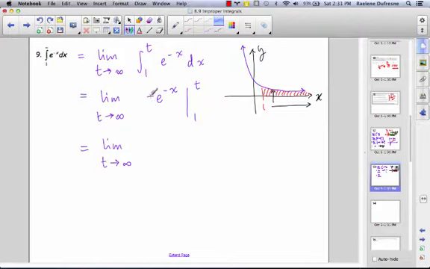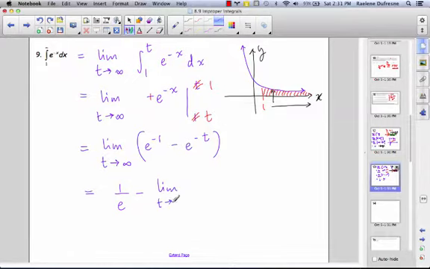I'm going to change the sign and swap the bounds. And so I'm going to get e to the negative 1 minus e to the negative t. And I can distribute my limit through. I'm going to get 1 over e minus the limit as t approaches infinity of, I'm going to leave it actually as e to the negative t.